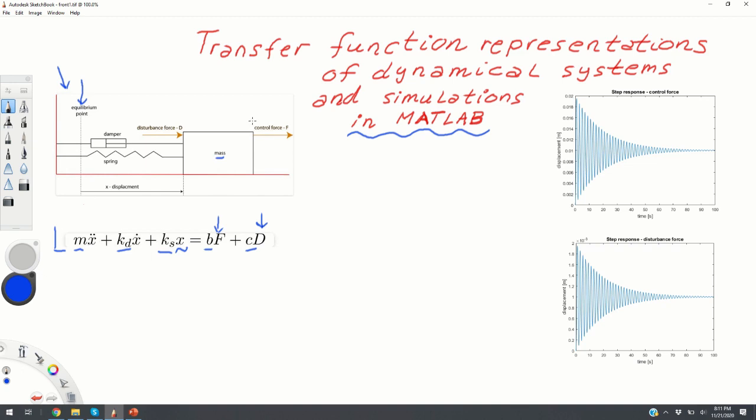The purpose of the control force F is to steer the mass to a desired position. So, for example, this can be a desired position of the mass. At the same time, we assume that there is a disturbance force acting on the system.